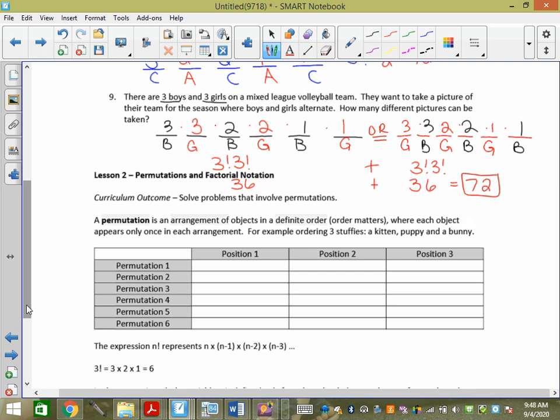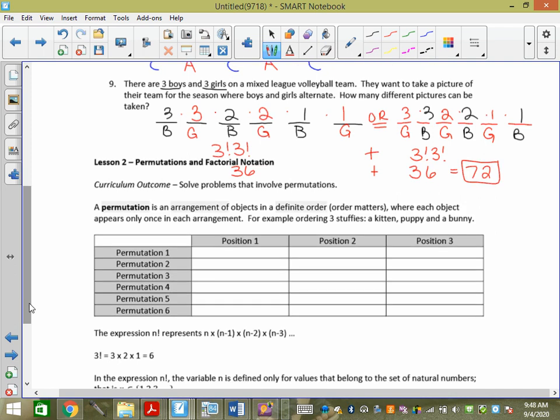So permutations and factorial notation. Curriculum outcomes. Solve problems that involve permutations. So a permutation is an arrangement of objects in a definite order. So order matters. So a permutation, order matters. Okay? So permutation is an arrangement of objects in a definite order, where each object appears only once in an arrangement.